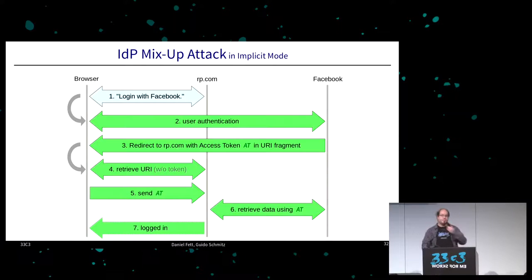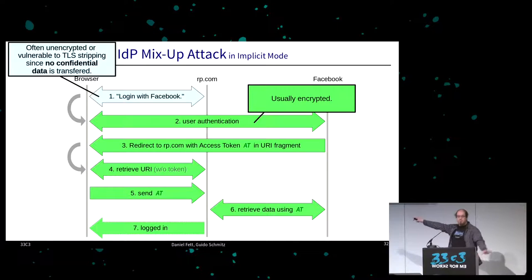Here in this attack, we have the following setting. From step two on, all these requests are usually encrypted, but the very first request, we cannot be sure it is encrypted, because a lot of web relying parties, when you go to their website, you go over HTTP. And this very first information, where you just click, I want to use Facebook to log in, there you could easily assume this is not sensitive information. So this very first request often goes unencrypted, or if you, for example, consider other attacks like TLS stripping, then you also cannot guarantee that this request is encrypted.